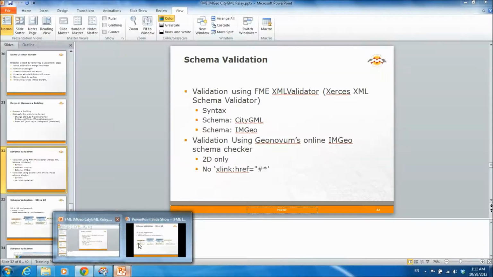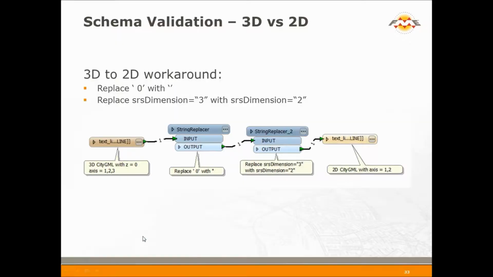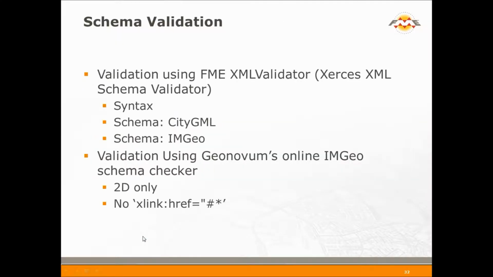So to sum up then, we did pass the validation when we did that modification. But that might be one thing to look at with GeoNovum's schema checker, because once we get into 3D IMGeo, clearly it will need to work on 3D data.